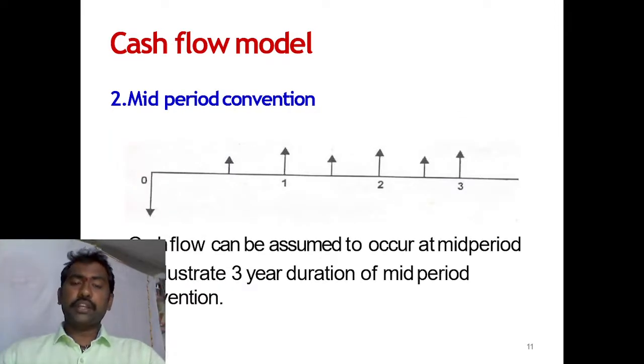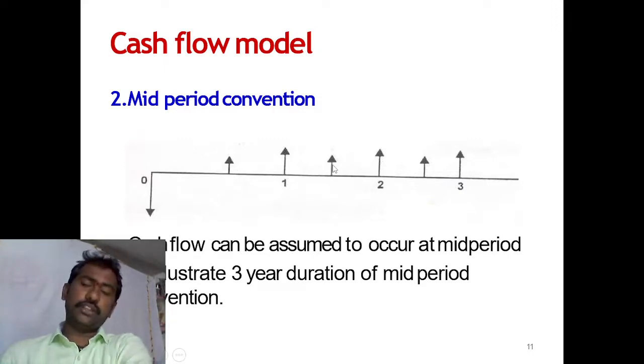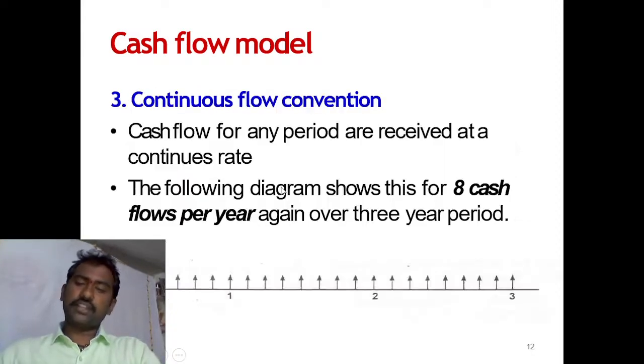And in the mid period convention, cash flow can be assumed to occur at the mid period also. So for every year, at the middle of the year also we can consider the cash flow. The figure illustrates the 3 year duration of the mid period convention. So for the first year, this is the mid period convention, for the second year, this is the second mid period convention, and for the third year, this is the mid period convention. So finally we have six cash flows for a mid period convention for 3 years.